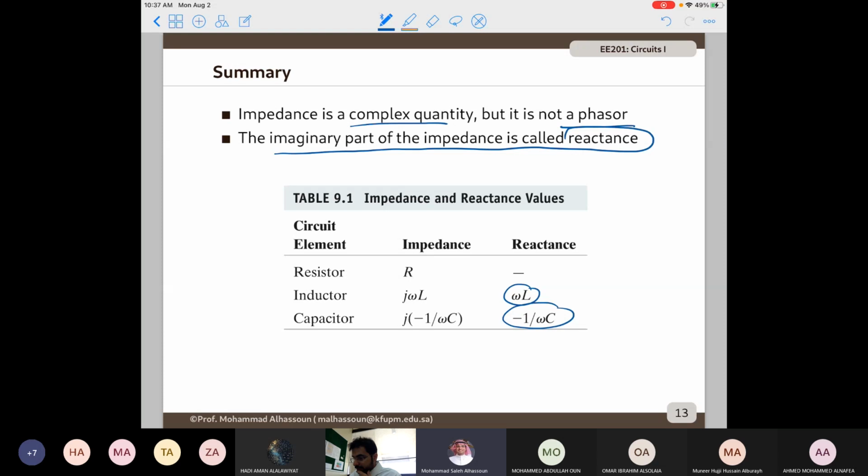So if you recall for DC analysis, what happens to the inductor? How does the inductor behave at DC?